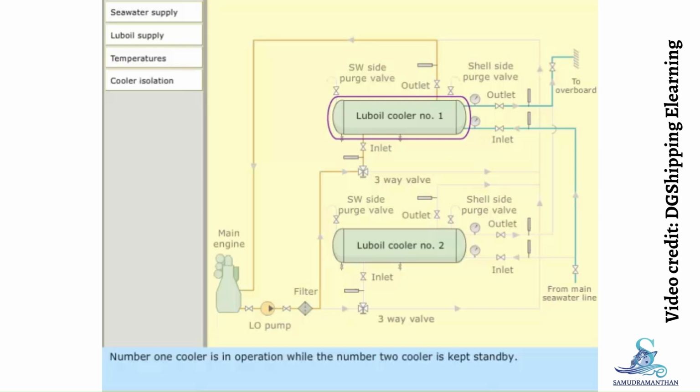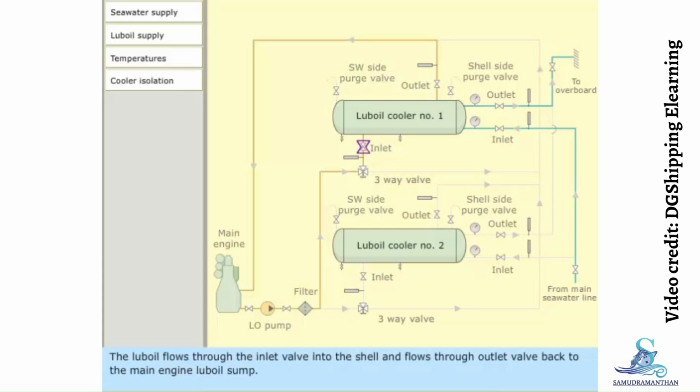Number 1 cooler is in operation, while number 2 cooler is kept on standby. The shell and tube sides have separate purge valves. The lube oil flows through the inlet valve into the shell and flows through the outlet valve back to the main engine lube oil sump. The seawater from the main seawater line is supplied through the cooler inlet valve. The water flows through the seawater outlet valve to overboard.